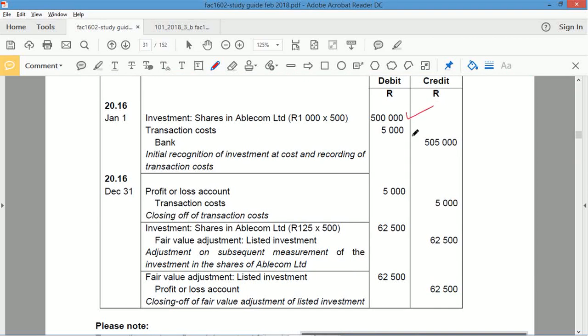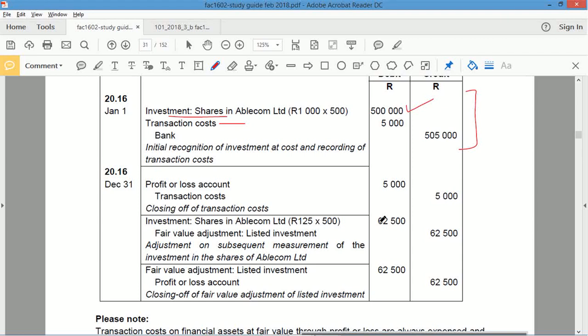There's the investment. UNISA has joined these two transactions in one, but it's better to show it like this. They'll still give me the mark. Yes, we've split this in two because we've shown transaction costs separately from the investment. Either or, doesn't matter. They've just tried to save space in their solution. Right, and then here's the fair value adjustment. And then you've got everything.